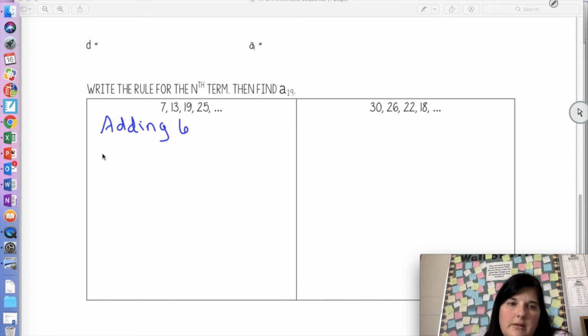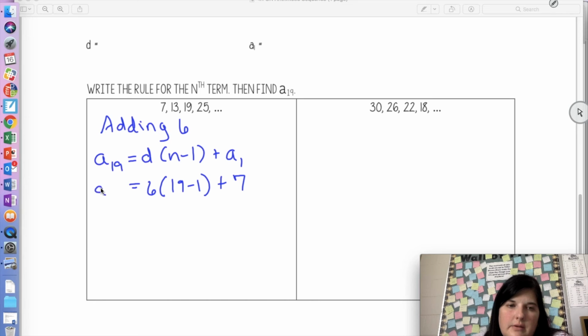And then remember our formula is a sub n, and we're trying to find the 19th term. The formula is d times n minus 1 plus a sub 1. So we're replacing d with our common difference, which is 6. Our nth term we're trying to find is 19, minus 1 is in the formula, plus the first term in the series, so that's a 7. And that will give us our 19th term that we're looking for.